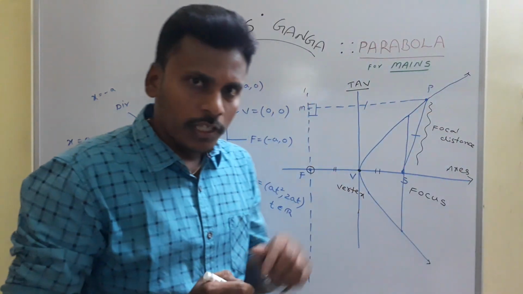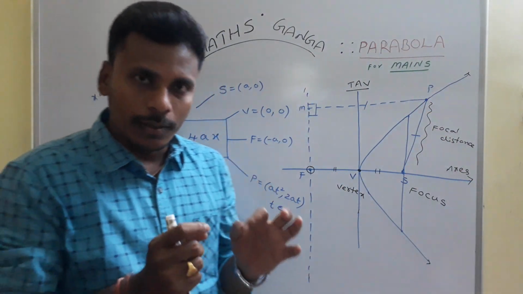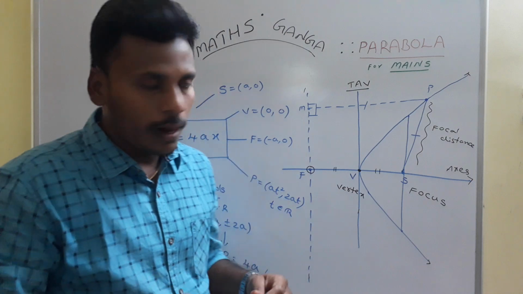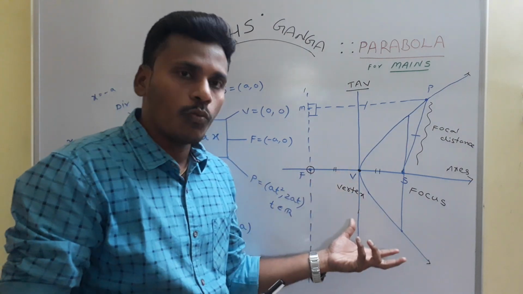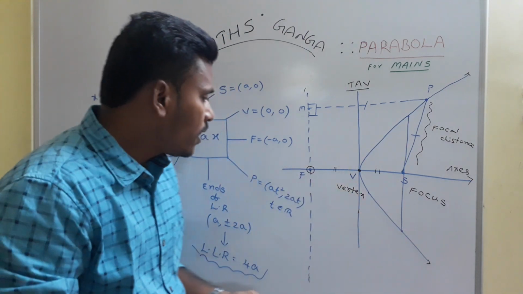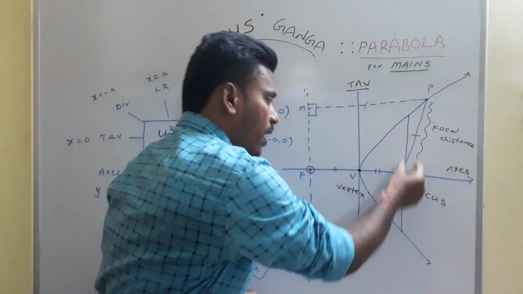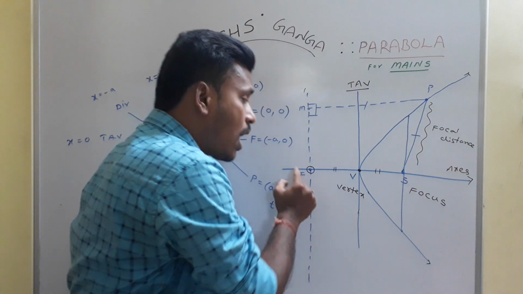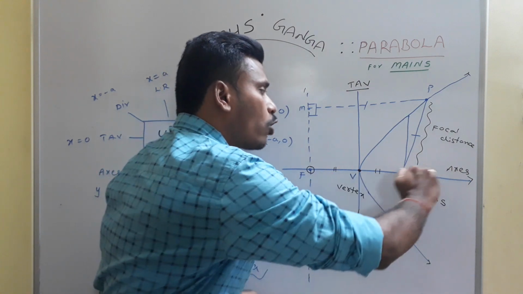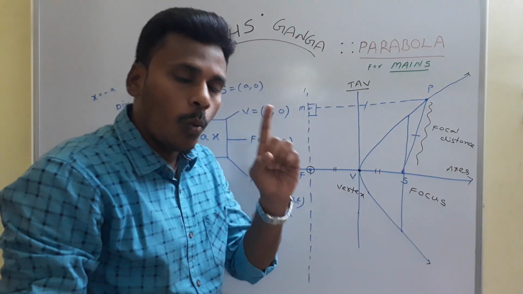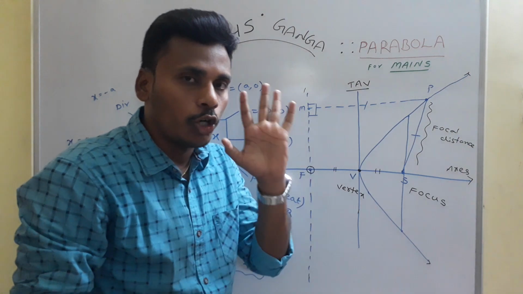Right. In this first conceptual idea, we discussed the definition and the terms of the parabola. And if you observe the diagram I have here, see this directrix, this tangent at the vertex, as well as the latus rectum, these three are parallel and these three lines are perpendicular to the axis. And this is one observation which we need to memorize.